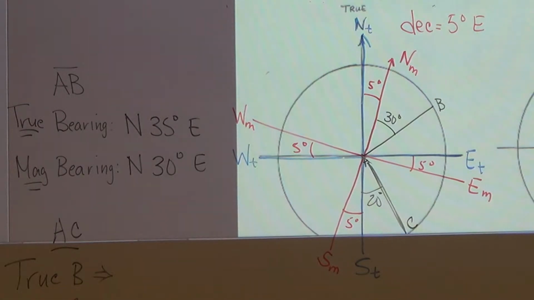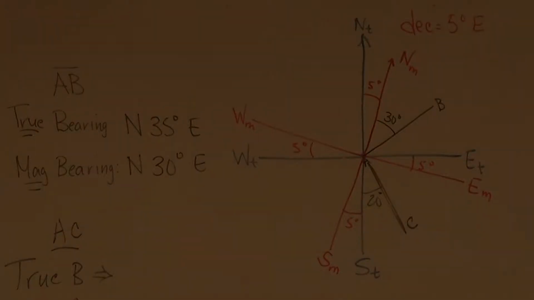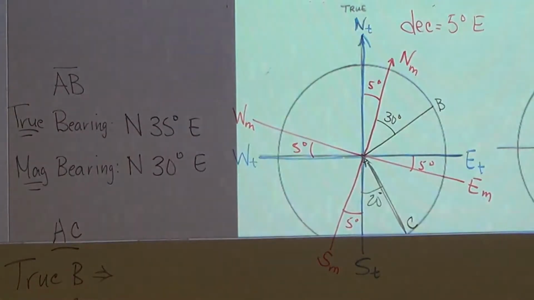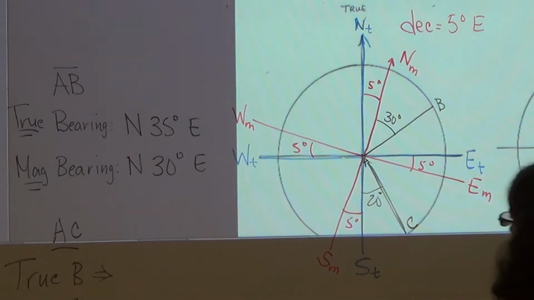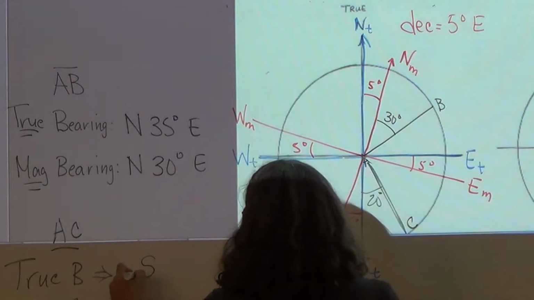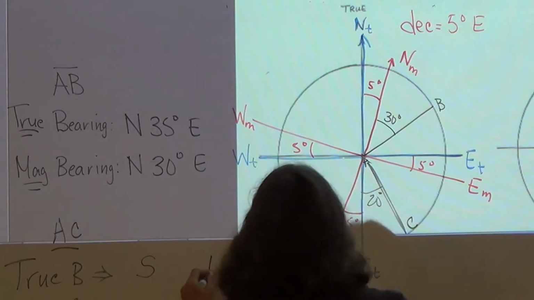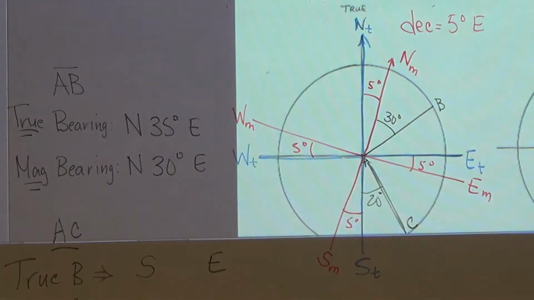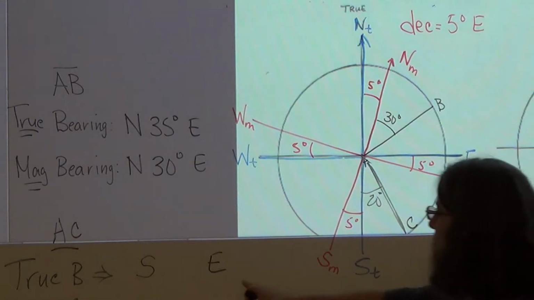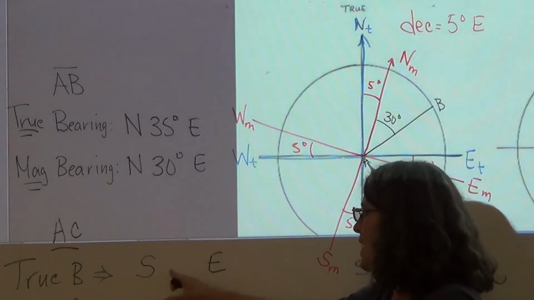So Cody K, we're up to you. What's the true bearing of this? South 70 east? Okay, southeast, correct. But remember, the bearing always has to be less than 90 degrees. It's the angle from south to the east.